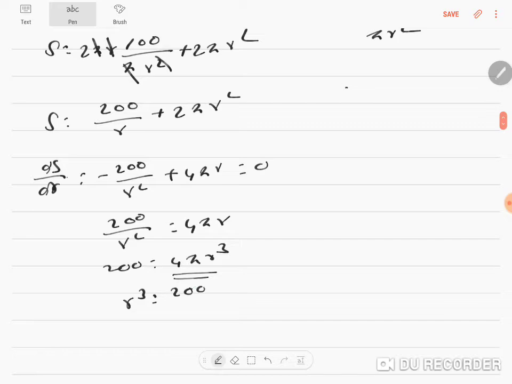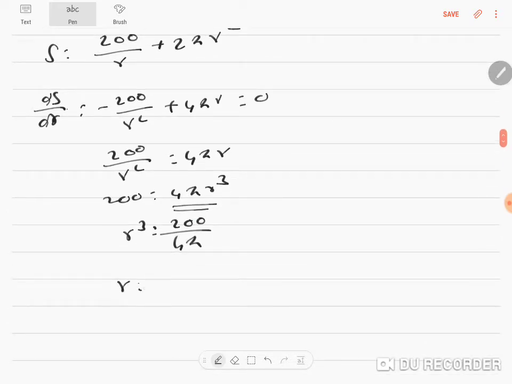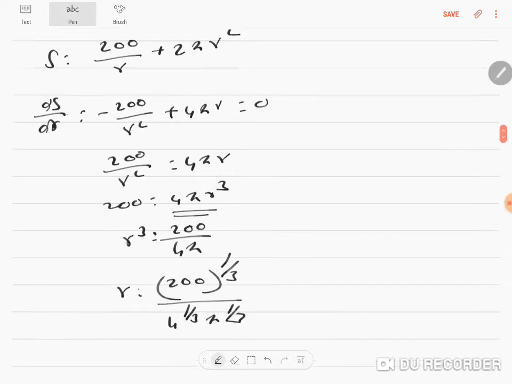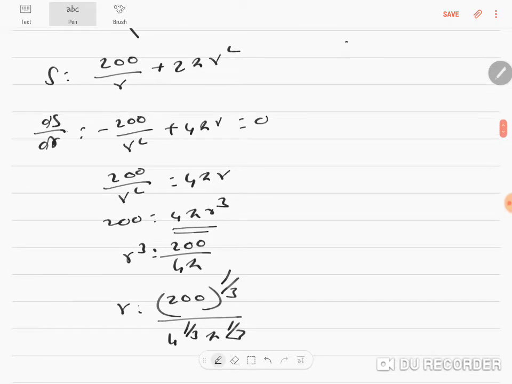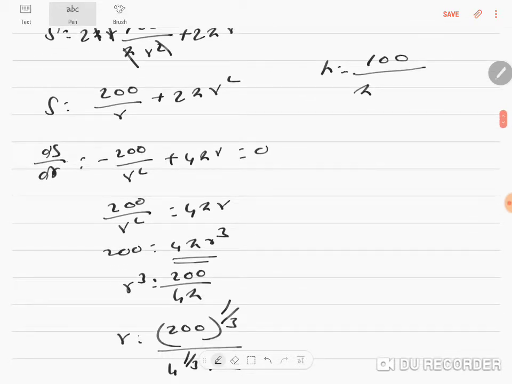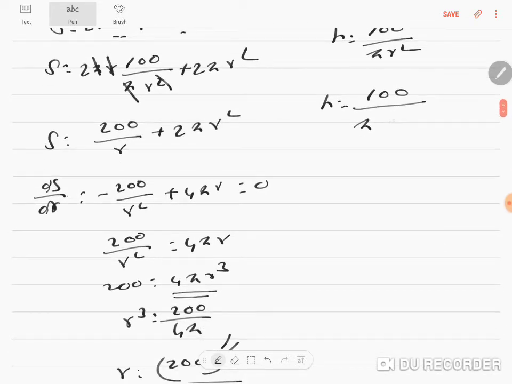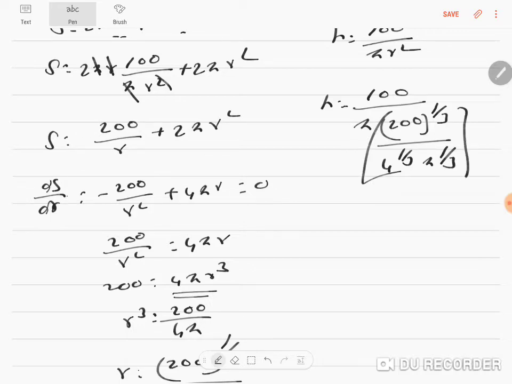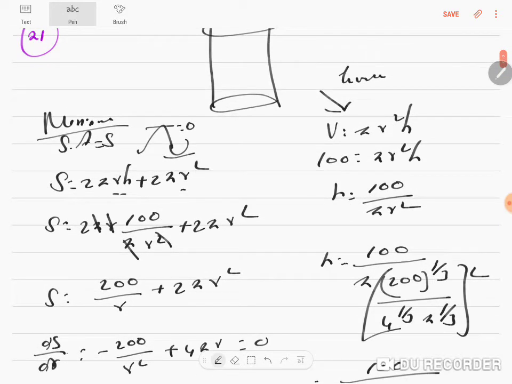r cube is equal to 200 by 4 pi. This r itself is 200 to the power 1 by 3 over 4 to the power 1 by 3 pi to the power 1 by 3, whatever. I can substitute that r here and find the value of h. h is equal to 100 by pi into r square, where r itself is 200 to the power 1 by 3 by 4 to the power 1 by 3 into pi to the power 1 by 3, the whole square in this case. So 100 by whatever is the calculation involved. Is whatever I've done right? Let me check.